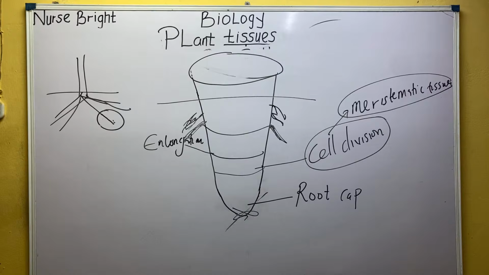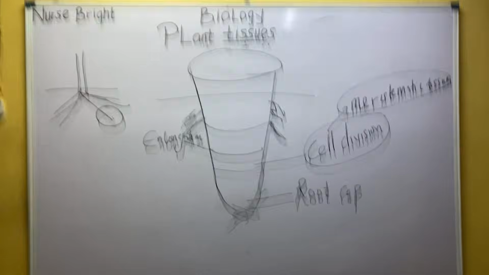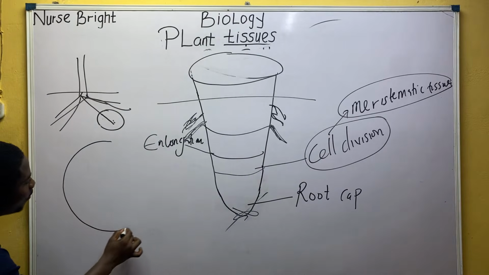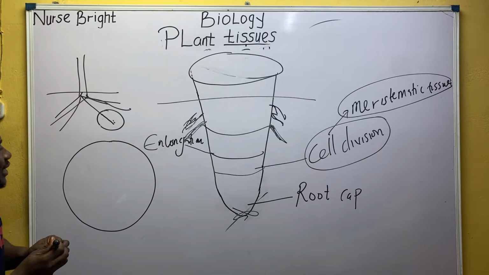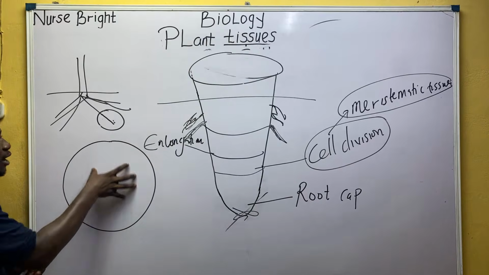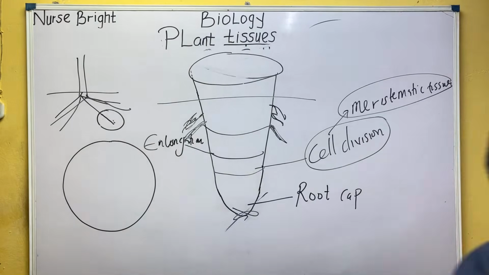It is very, very essential for your exam. You have to understand the layers of this root, because questions on this come out a lot. After I cut this root like this, I can now show it in a circular form. I cut the top, so I can show you the circular form. You see how it works.